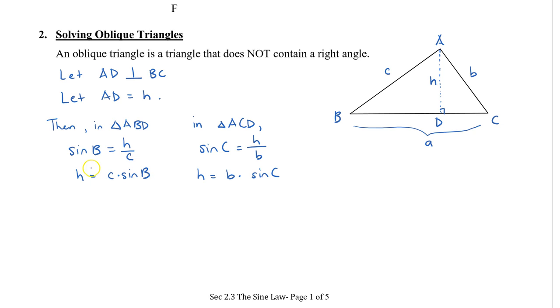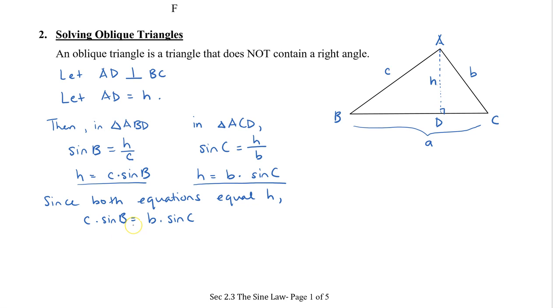Now, since both of these equations equal H, I can say that c times sine B is equal to b times sine C, since both of these equal H. Then I'm going to divide both sides by bc. When I do that, the c's will cross off on the left, the b's will cross off on the right. So I have sine B divided by lowercase b equals sine C divided by lowercase c. And this is the sine law.